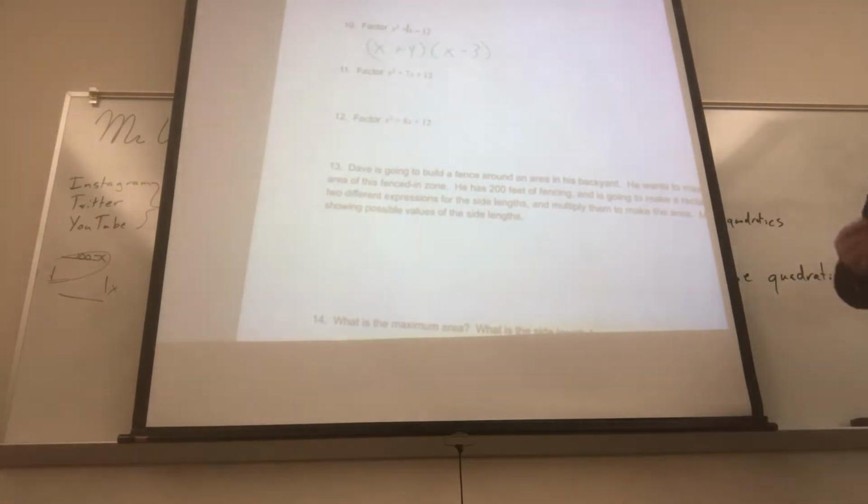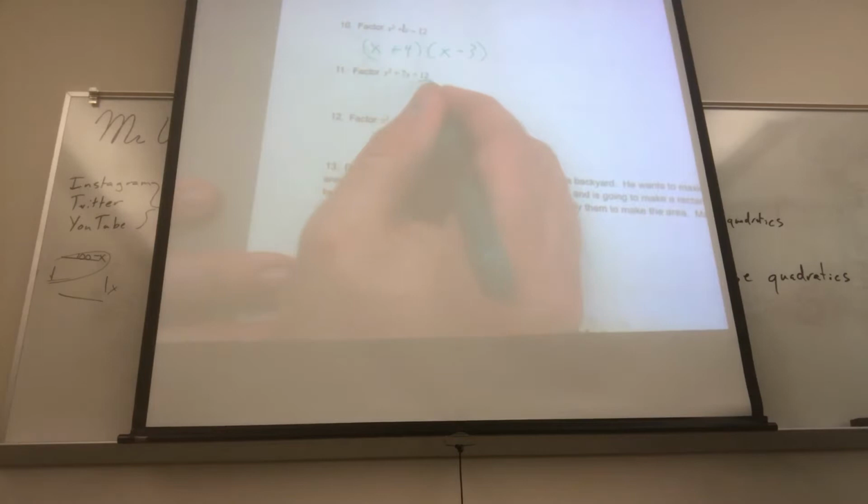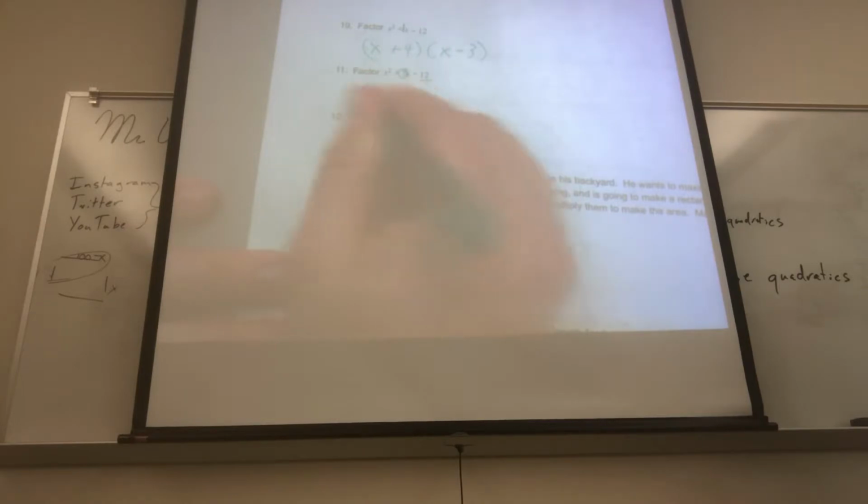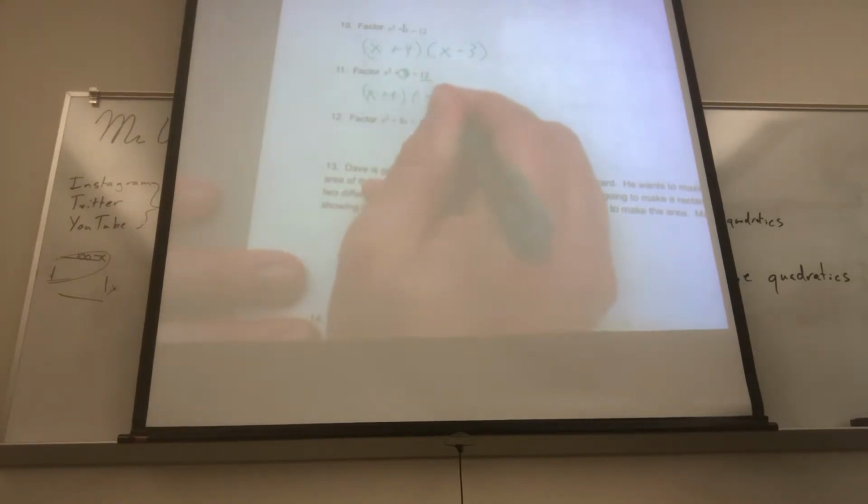On the factor on this next one, multiplies together to make 12, adds together to make 7. That's going to be x plus 4 and then x plus 3.